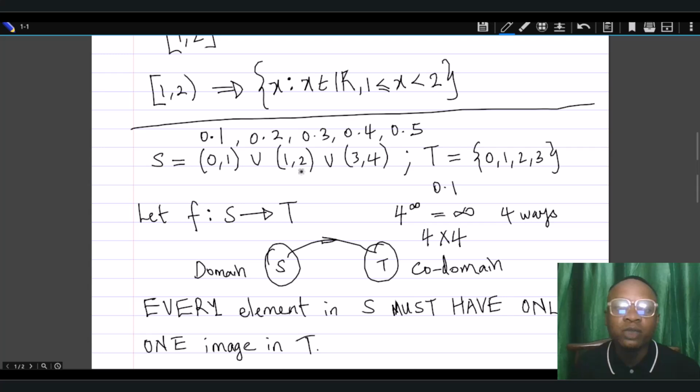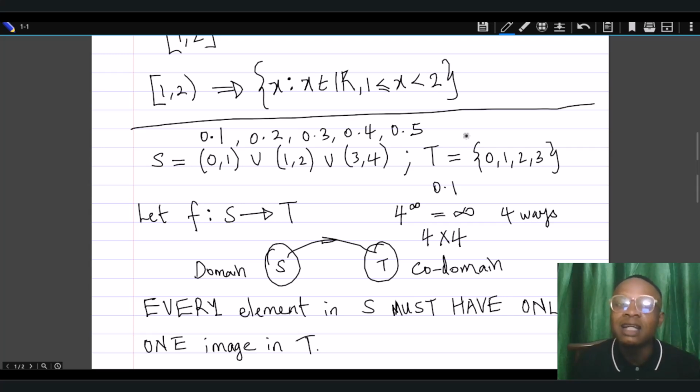So if we have a strictly increasing function, it must be such that f of 0.1 is less than f of 0.2, which is less than f of 0.3, less than f of 0.4, less than f of 0.5. That means every element has to be mapped to a different element in T, because that is the only way it is increasing. If 0.1 is mapped to 0, for instance, and 0.2 is also mapped to 0, that is not strictly increasing.